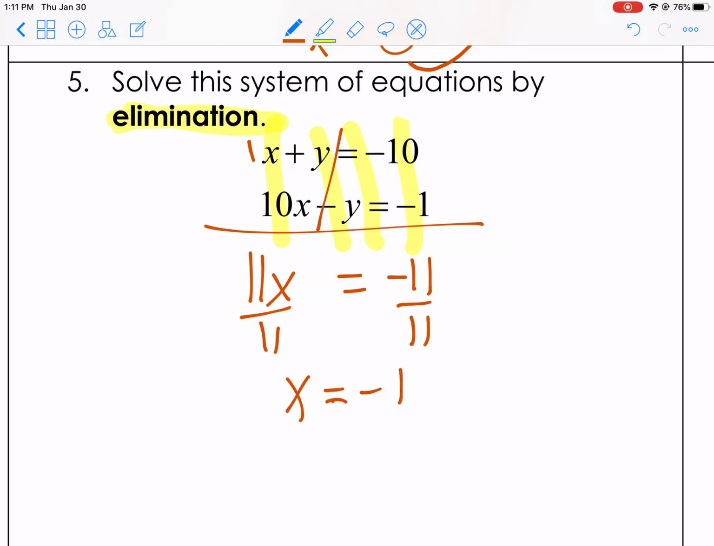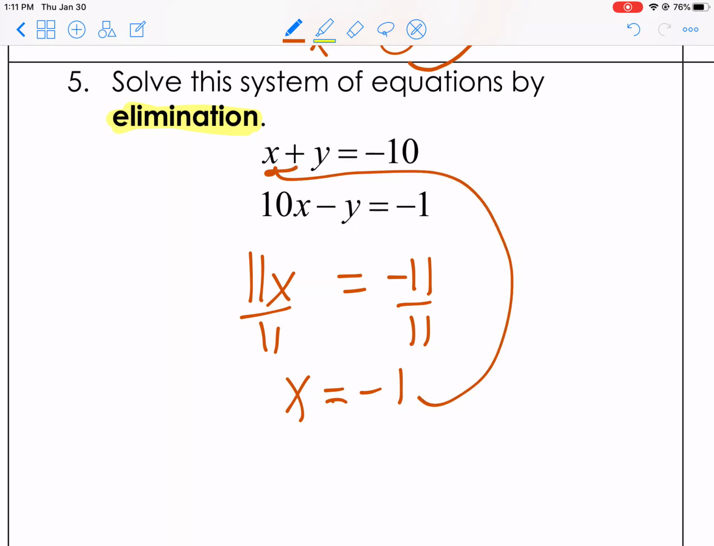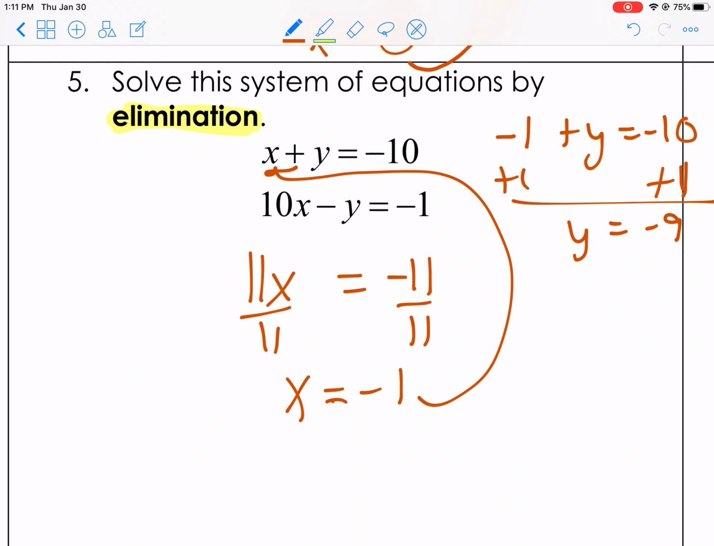So elimination is nice because it goes quite quickly, quite fast. So now what I want to do is take this x equals negative 1 and I'm going to substitute it into one of the equations. And it doesn't matter which equation, we just have to make sure we do the math right. I'm going to choose that top one. So I'd have negative 1 plus y equals negative 10. If I add 1 to both sides, I will get y equals -9, and that's my solution.